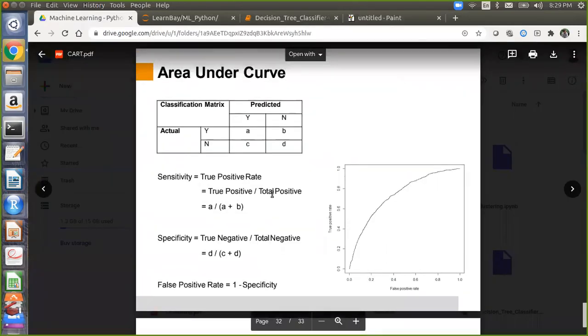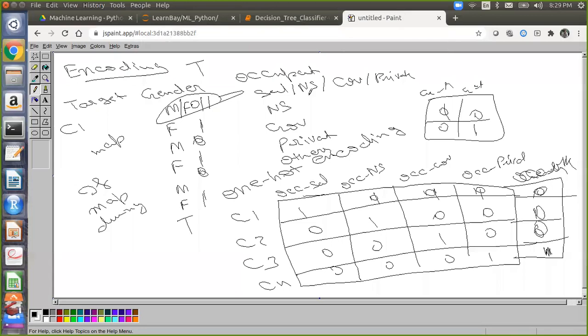So remember. So now, first of all, tell me, is area under the curve clear to everyone?